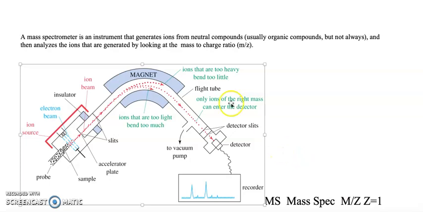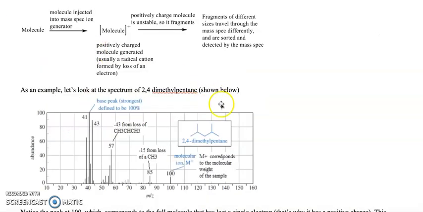Ideally, we don't want the molecule to fall apart, but a lot of times when you're blasting something with an electron beam, it does fall apart. For example, this is a mass spec of 2,4-dimethylpentane. Ideally, we want a big peak at 100 because that's the molecular weight of 2,4-dimethylpentane. Unfortunately, when we blast the molecule with whatever we blast it with, it breaks apart into a whole bunch of pieces because once you hit it with electrons, it's not stable anymore. So we get all kinds of small pieces.